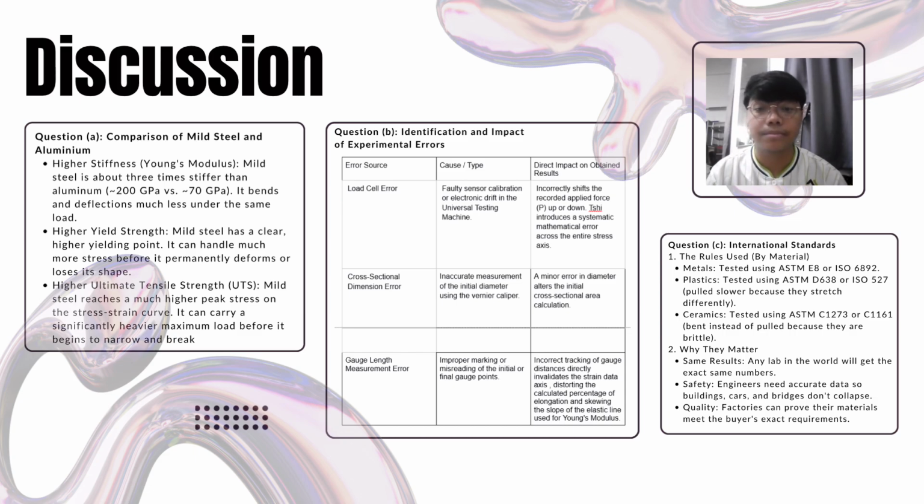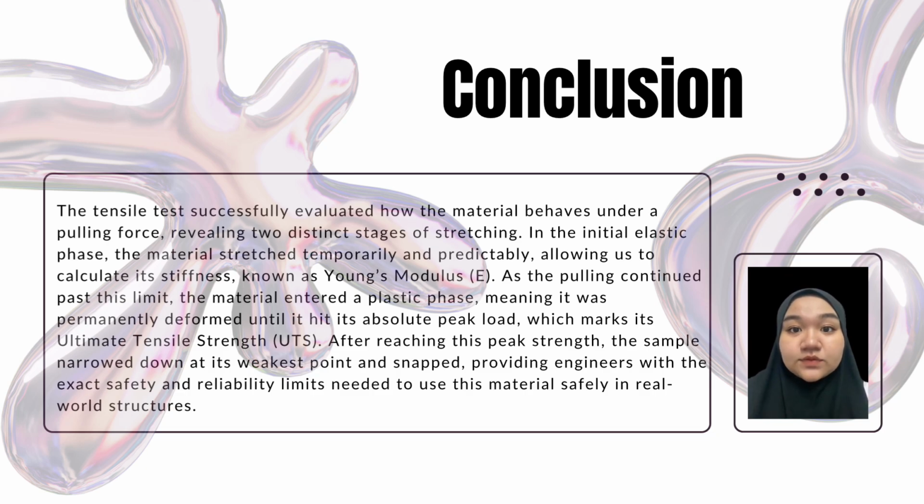That's all from me. The tensile test successfully evaluated how the material behaves under a pulling force, revealing two distinct stages of stretching. In the initial elastic phase, the material stretched temporarily and predictably, allowing us to calculate its stiffness, known as Young's modulus. As the pulling continued past this limit, the material entered a plastic phase, meaning it was permanently deformed until it hit its absolute peak load, which marked its ultimate tensile strength.